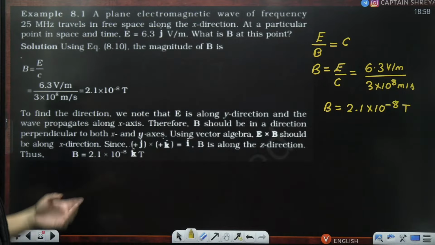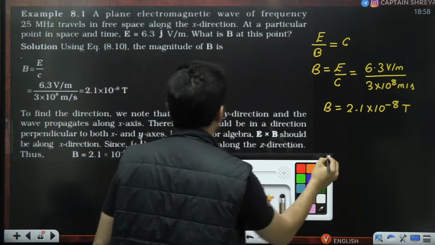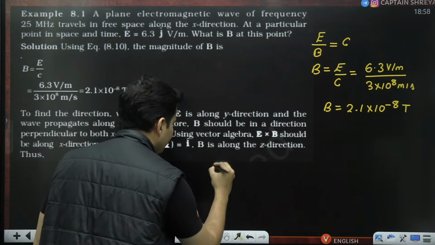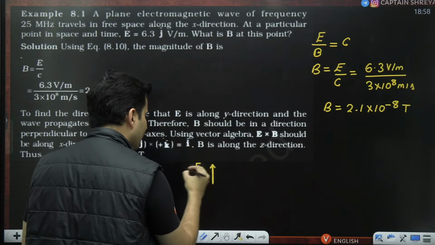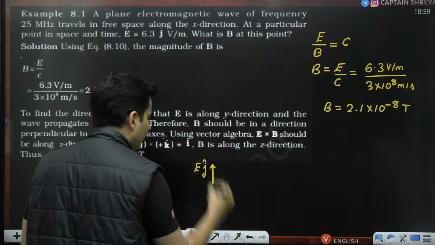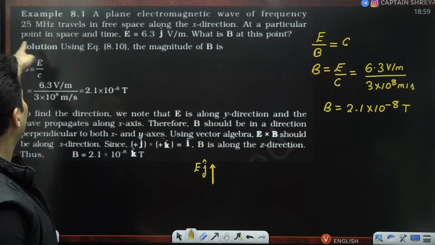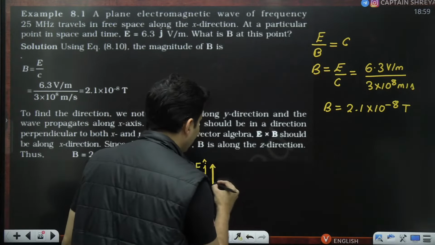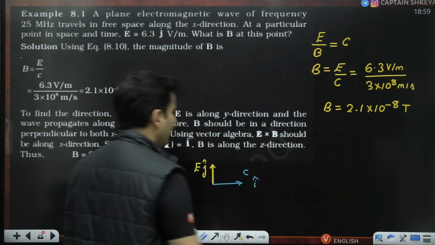But that's not all, we have to also find the direction of it. So I have an idea. See, where is the electric field direction? Electric field is basically in J cap direction. Where is the velocity of the light? Electromagnetic wave is going in X direction. So the velocity of the light is basically in the I cap direction.